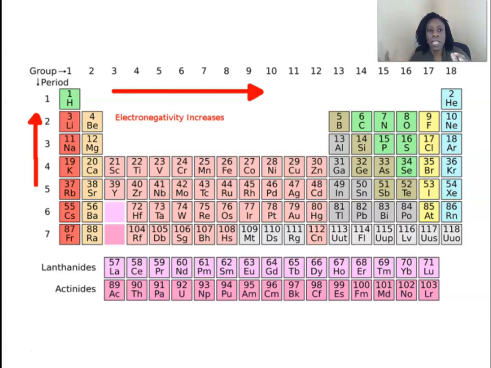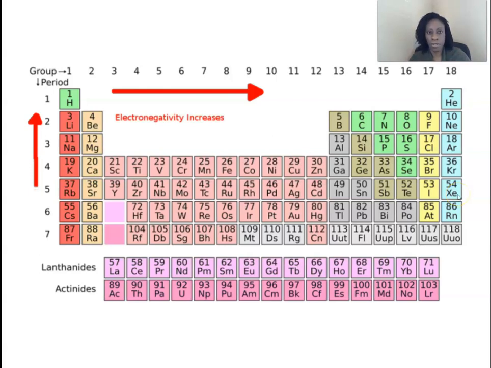So typically, the closer an atom is to filling its valence electron shell, so the closer it is to getting to 8 electrons in its valence shell, typically the more electronegative it's going to be, the more it wants an electron to just fill up that shell so that it can become complete and stable and not have to do a whole lot of reacting.